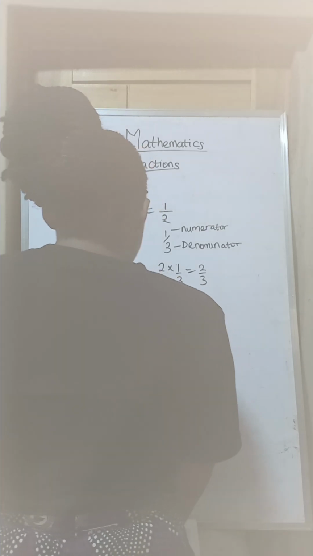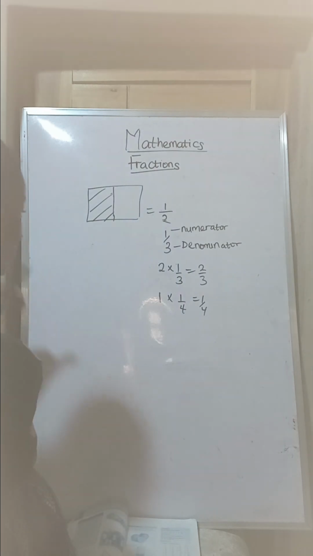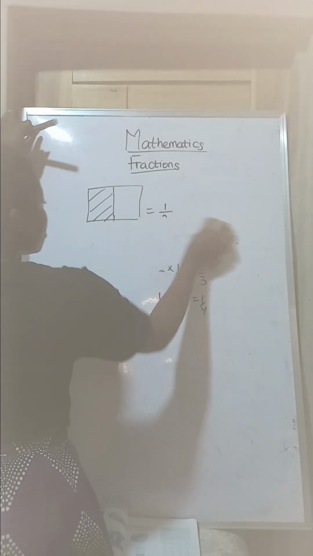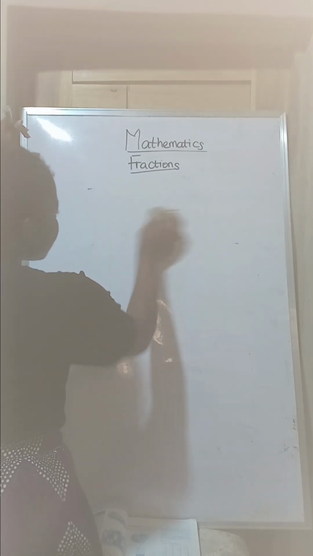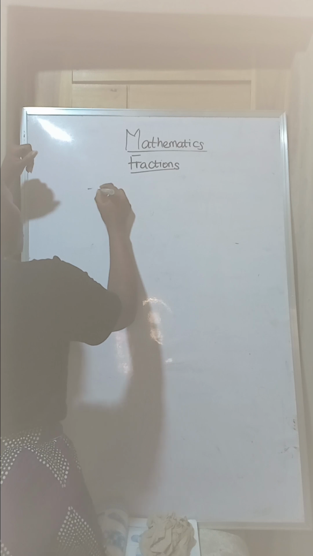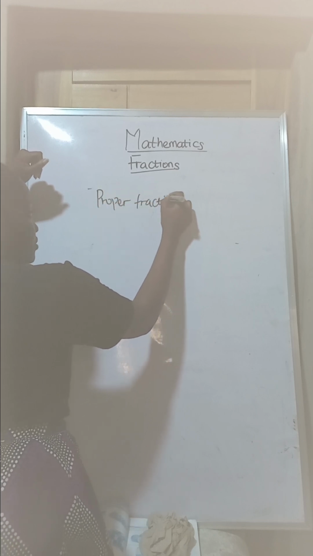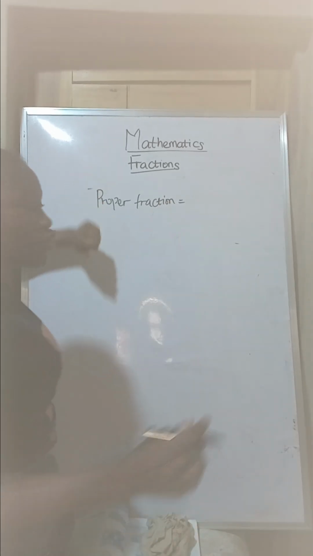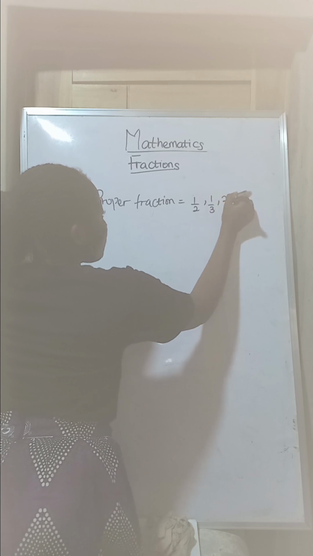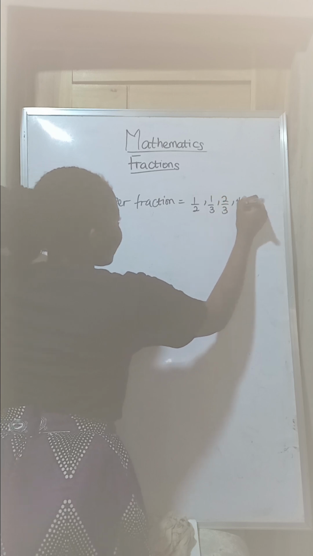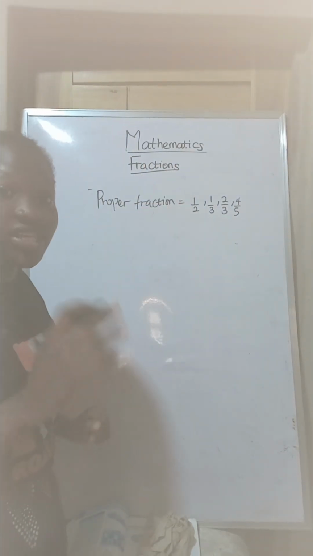Now, we also have mixed numbers. What did I say? Mixed numbers. This is a proper fraction. Now, what will bring about mixed numbers? We know we have proper fraction. When they say something is proper, it is normal. So 1/2 is a proper fraction. 1/3 is a proper fraction. 2/3 is a proper fraction. 4/5. Now, the one where the numerator is less than the denominator is a proper fraction.